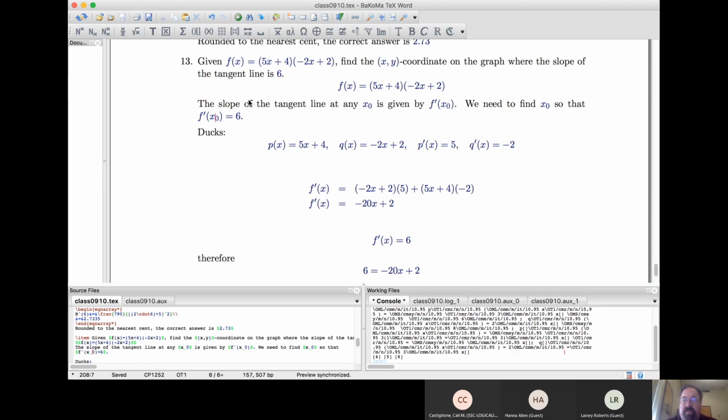So first we need a derivative. Here we proceed with the product rule as before. Just using a coefficient rule gives us derivatives of our 2 factors, P and Q. We put them together as in several other examples, and then simplify as best we can. So our derivative turns out to be minus 20x plus 2.